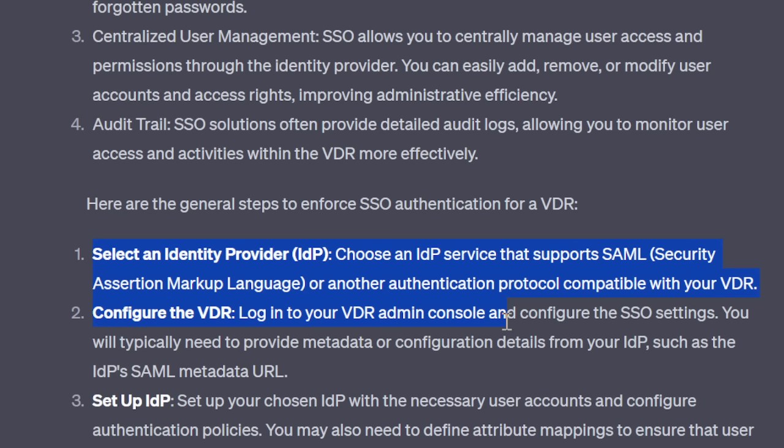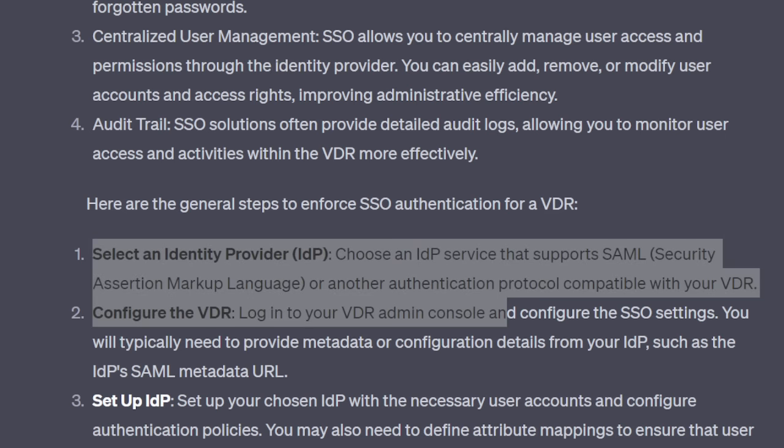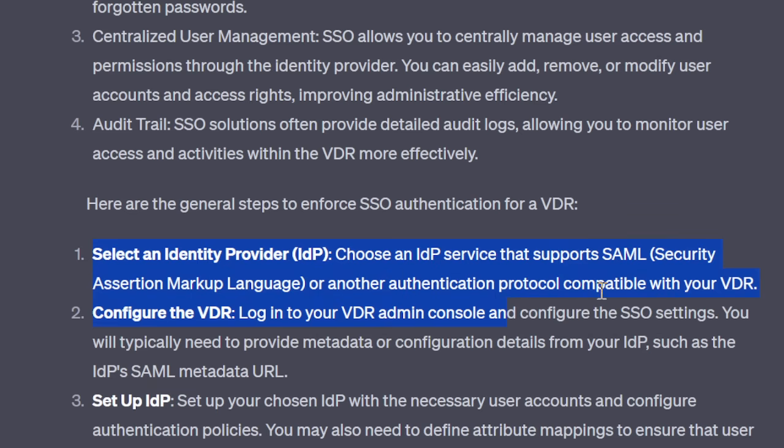Configure the VDR. Log in to your VDR admin console and configure the SSO settings. You will typically need to provide metadata or configuration details from your IDP, such as the IDP's SAML metadata URL.